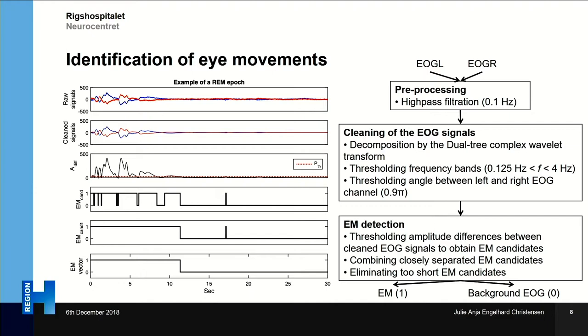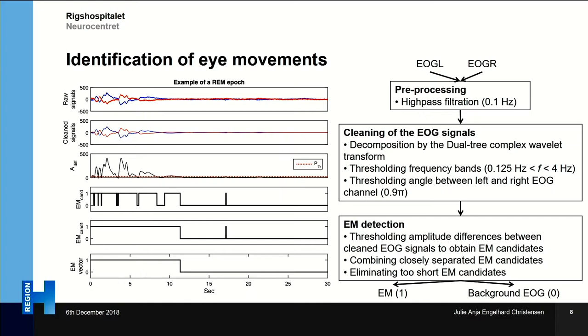After that, we took the amplitude difference between the two clean EOG signals. That's the black line here. And we did a threshold on this. That's the red dotted line. And by doing so, we got these eye movement candidates.